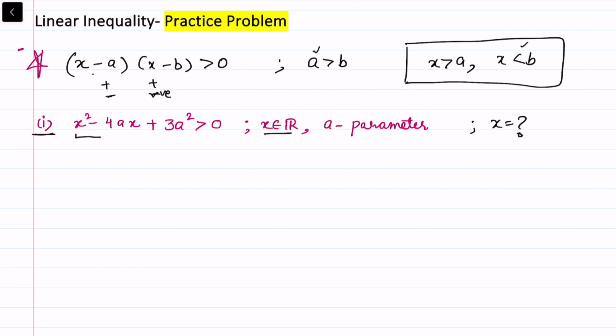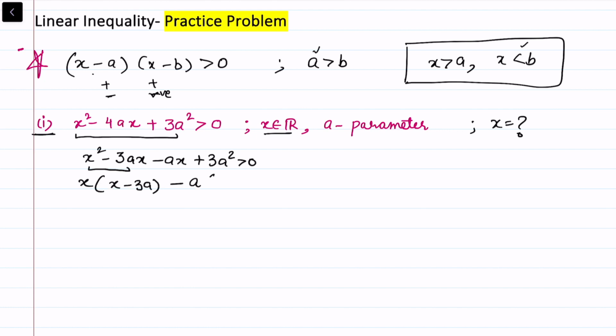Let us first factorize. This is a quadratic equation in x. So, we will write x square minus 3ax minus ax plus 3a square is greater than 0. From the first we will take common x minus 3a. From the next I will take a common. So, this is (x minus 3a) into (x minus a) greater than 0.